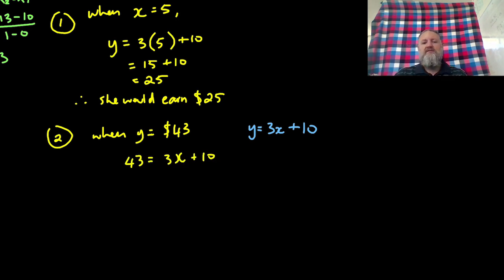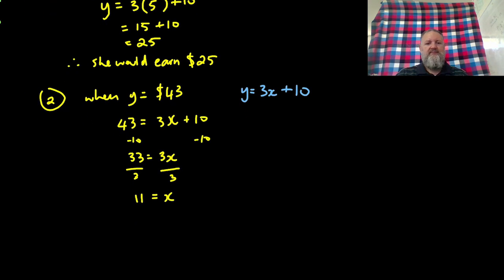We just want to work out the x value, so we'll get x by itself. How do we do that? We'll take 10 from both sides, and we'll end up with 33 is equal to 3x. x is still not by itself, so we divide both sides by 3, and we get that x is equal to 11. But what does x equal to 11 really mean? That means she must have sold 11 items during that 1 hour to be able to make $43.